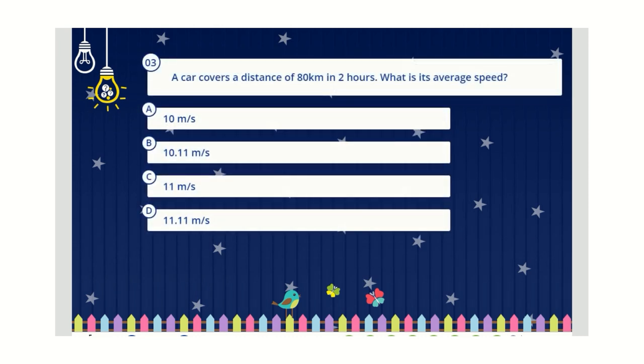A car covers a distance of 80 km in 2 hours. What is its average speed? Children, distance is given in kilometer and time is given in hours, but if you see the options, the answer is given in meter per second. So here there is a conversion. You have to convert and then find out the answer. Convert kilometer into meters and hours into second, and then your answer will be in meter per second.